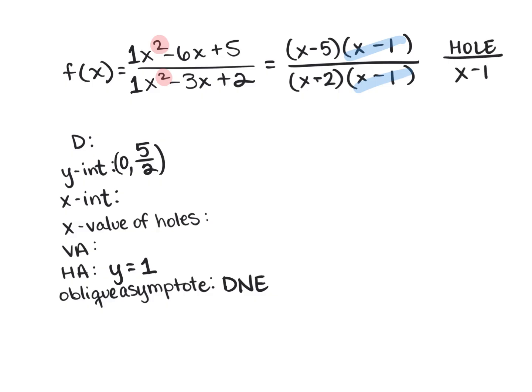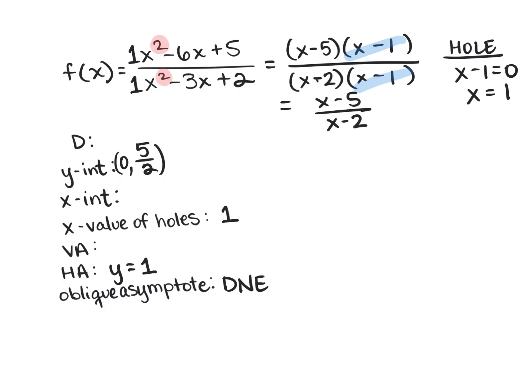So this is x minus 1 equals 0. So there is a hole when my x value is 1. So that number would have to go there. Now, with the function that remains, I only have x minus 5 in the top, and I only have x minus 2 in the bottom.